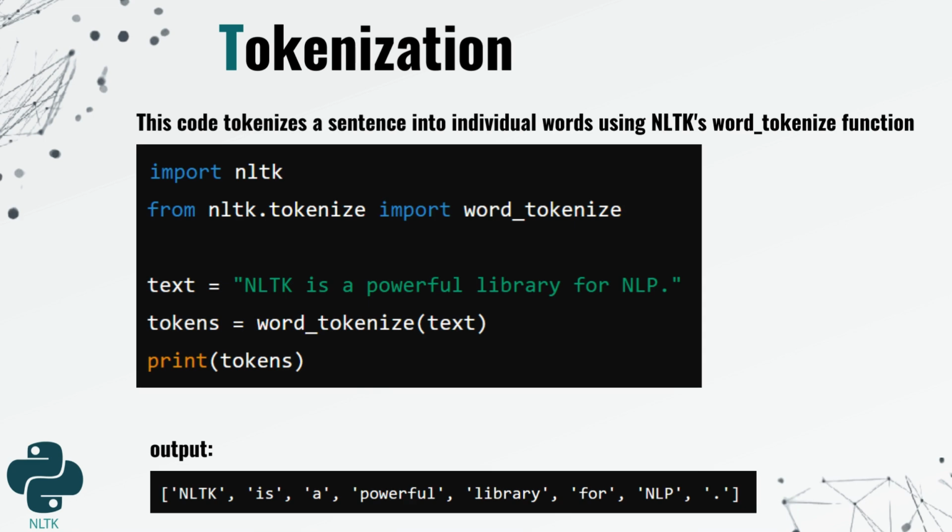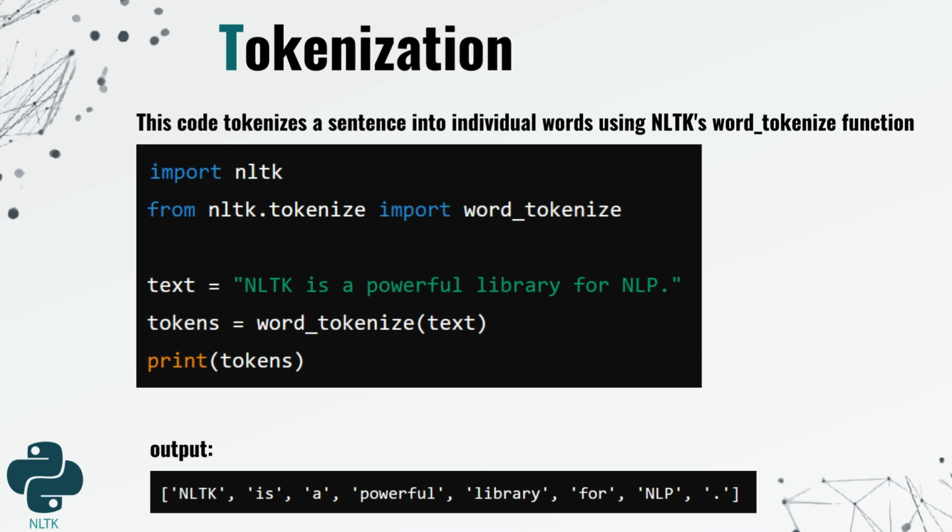Well, tokenization is the process of breaking text into individual words or phrases known as tokens for analysis or pre-processing. So here is the code I provide, which tokenizes a sentence into individual words using the NLTK word tokenize function. First you have to import NLTK, and before that, if you haven't installed NLTK, you have to install it by using the command pip install nltk. After importing, I am using from nltk.tokenize, I am importing the word_tokenize function from the tokenize module.